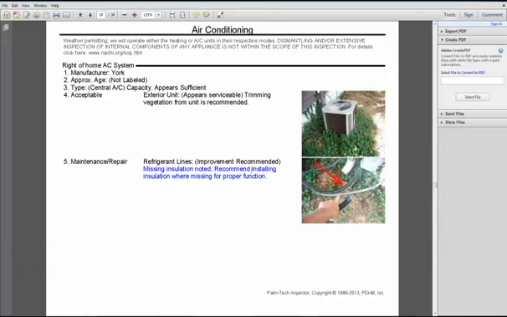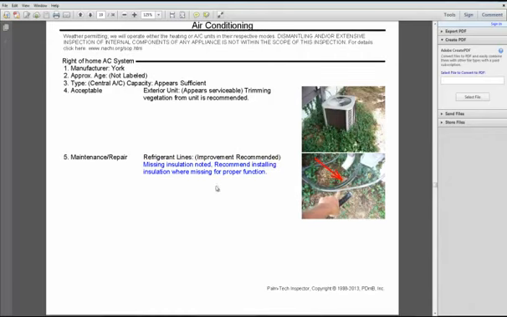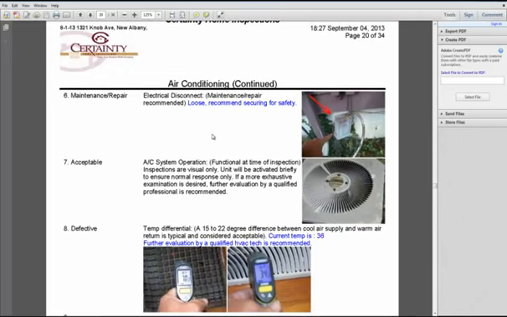Then you can see your refrigerant lines with a nice picture to the side to show where it's missing insulation and where we recommended installing insulation where missing. Continuing to the second page, you'll see the electrical disconnect is in need of maintenance and repair because it's loose, and we recommend securing it for safety.